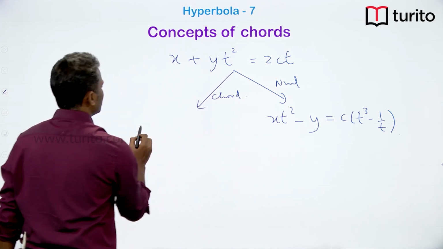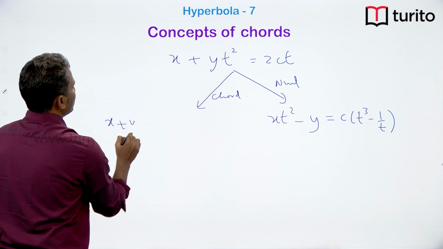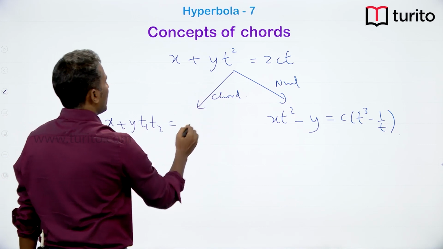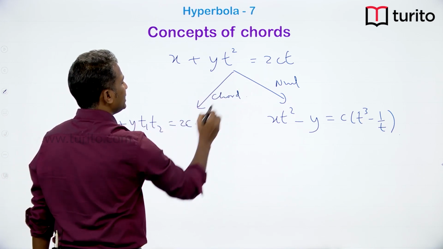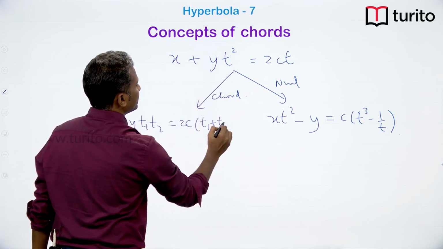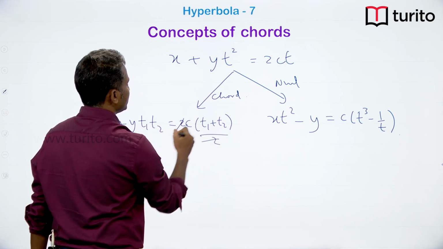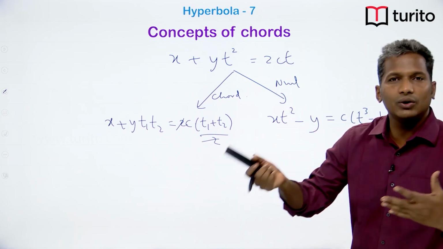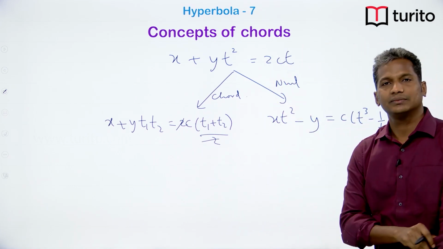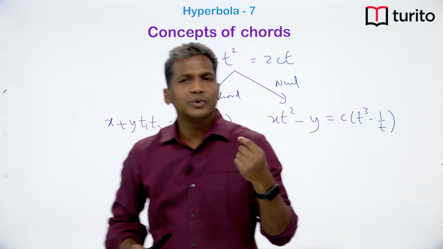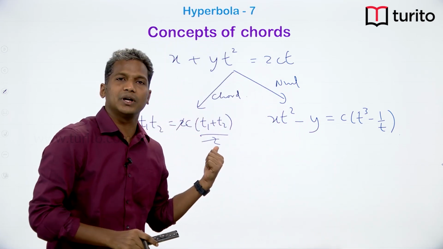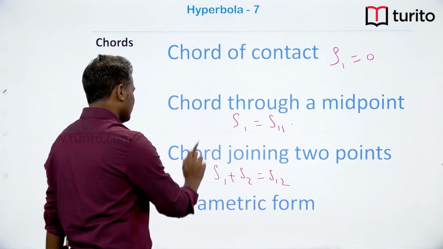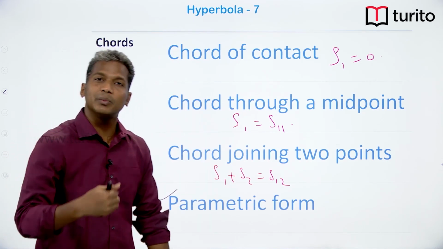So basically it will come out to be x plus y into T1 T2, that means I have used the GM here, and here 2C into, for T I have to use AM, arithmetic mean, which will give me this term. So this way you can remember both chord and normal from the tangent. This is how I remember forms of rectangular hyperbola. So basically here we have understood how to derive the parametric form and also how to remember it.